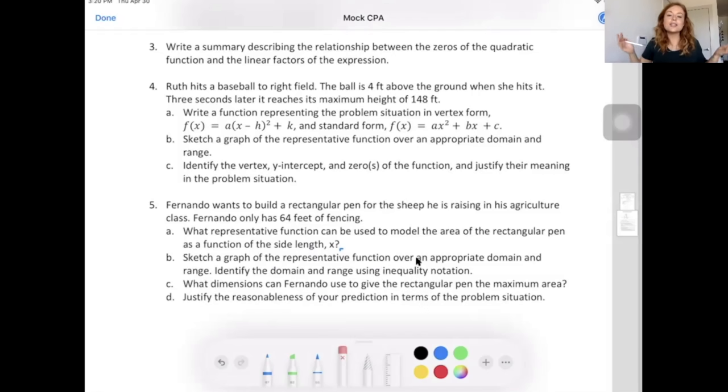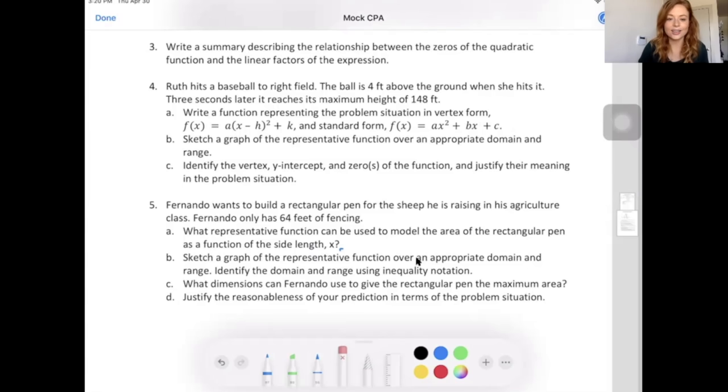It says Ruth hits a baseball to right field. The ball is 4 feet above the ground when she hits it. 3 seconds later, it reaches its maximum height of 148 feet. It says write a function representing the problem situation in vertex form and in standard form, and then sketch the graph. We'll use Desmos, and you can screenshot it from your phone and attach it to the document. That's absolutely okay. Then identify the vertex, y-intercept, and zeros of the function, and justify their meaning in the problem.